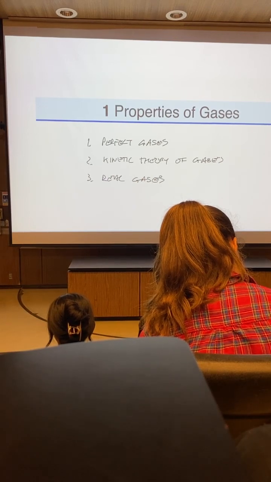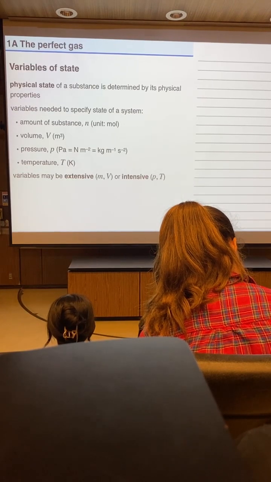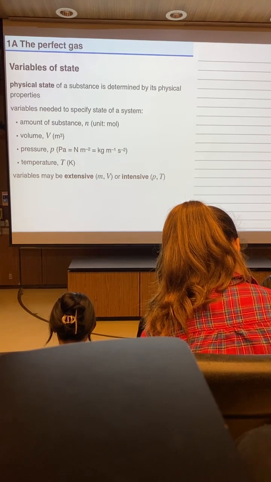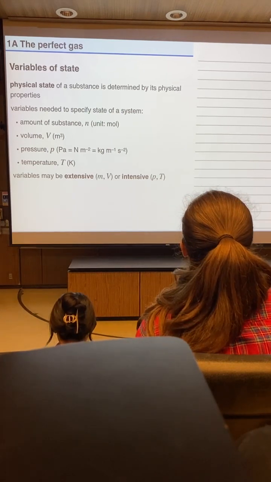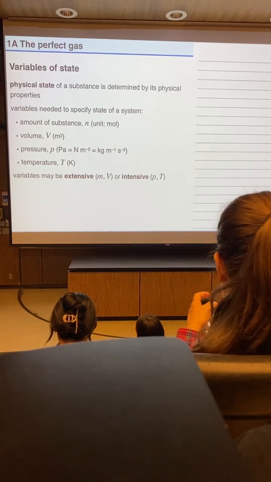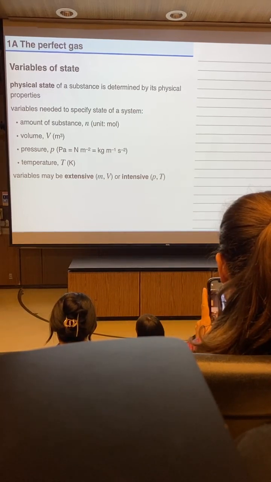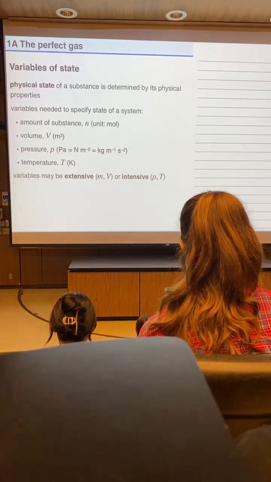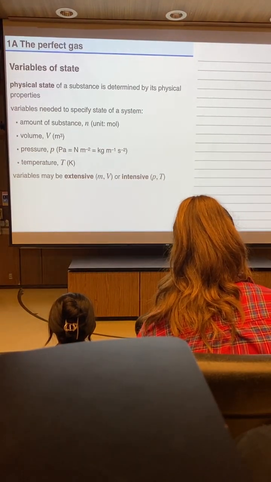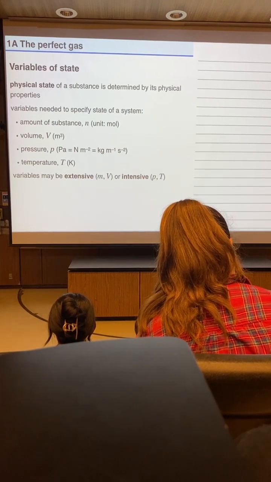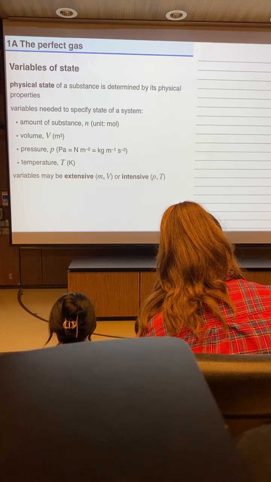Okay, so let's start with some background information as we start to worry about what constitutes a perfect gas. Well, to start with, and maybe you've come across some of these ideas before, we need to understand what we mean when we talk about the physical state of a substance. And so the physical state of a substance, and this is going to feed into thermodynamics as well, is going to be determined by its physical properties. And it turns out you don't need to specify too many properties of a bulk system to completely specify the state of that system.